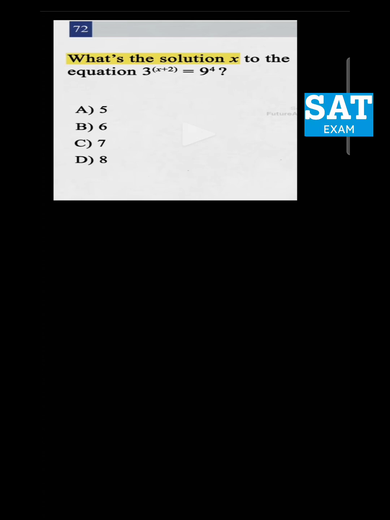What is the solution of x to the equation 3 raised to the power of x plus 2 equal to 9 raised to the power of 4? So the equation given is 3 raised to the power of x plus 2, which is equal to 9 raised to the power of 4. Whenever you are given an exponential equation, all you need to think is how to make the bases the same if possible. Here on the left hand side the base is 3, and on the right hand side the base is 9. So 9 and 3 can be in the same base, which is going to be the base of 3.